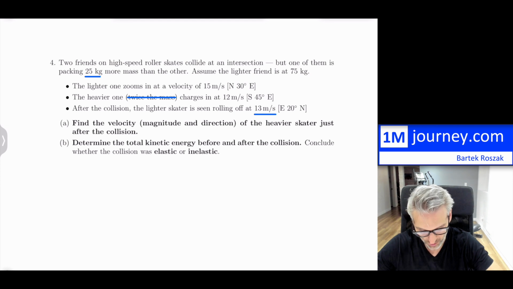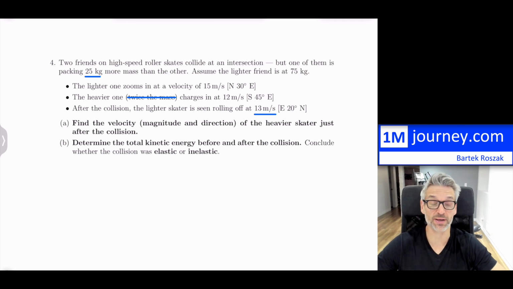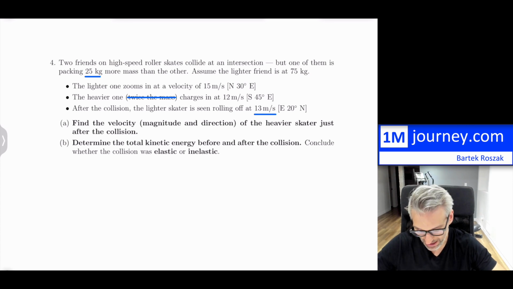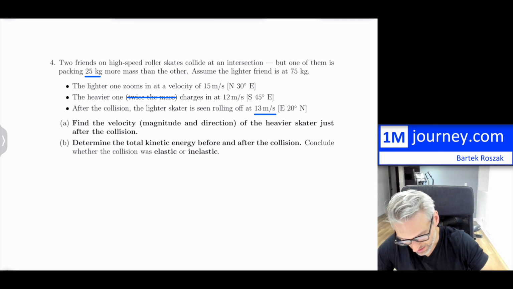So we have quite a bit of pieces of information in here, but because we are dealing with these directions, we're going to have to break this down into its components. Now it says find the velocity, both magnitude and direction, of the heavier skater just after the collision. Okay, so how am I going to be breaking this down? So first of all, let's try to draw all of these different things in here.